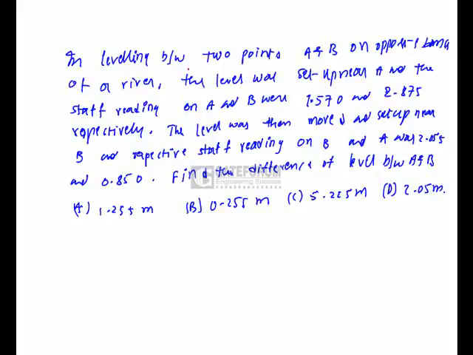Question is, in leveling between 2 points A and B on opposite banks of a river, the level was set up near A and the staff readings on A and B were given as 1.57 and 2.875 respectively.